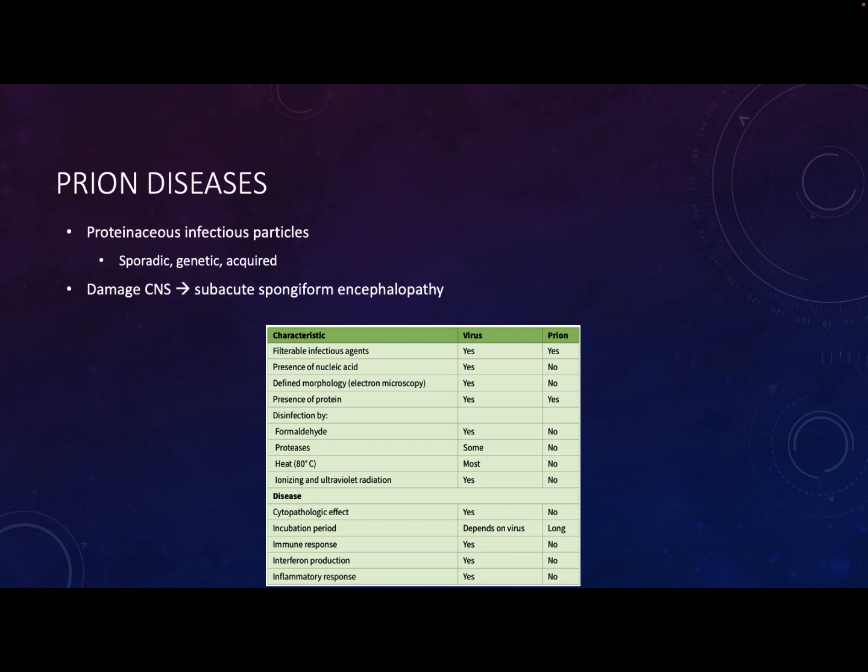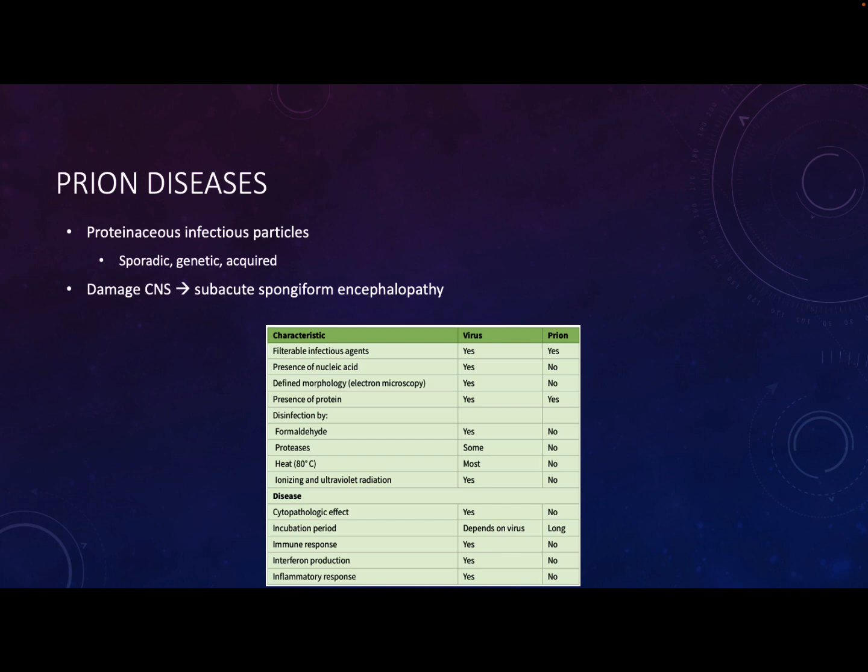For the purposes of this class, and probably the way that you've heard of prions in the past, is as disease-causing agents that affect the central nervous system. And for the most part, every different kind of prion, from whatever source you got it, causes what we call spongiform encephalopathy. It causes holes to form in the brain, basically.